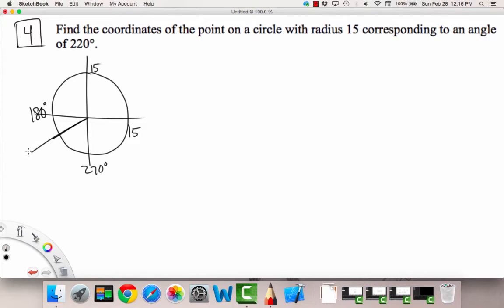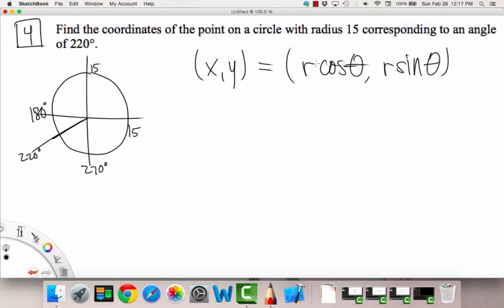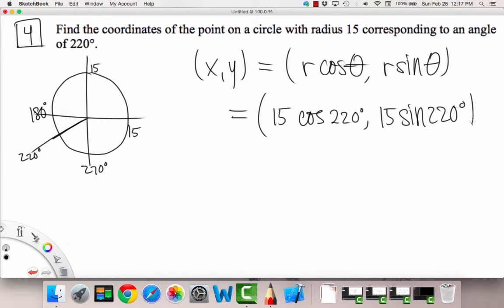It's 40 degrees past 180. So 220 is not one of our commonly known angles. 225 would be a known one because that's 45 degrees past 180. We don't really know what 220 is, so we're going to have to plug that into a calculator. An xy point is equivalent to r times cosine theta, comma, r times sine theta. If we plug things in here, we know our radius is 15, so we plug in 15 for r, and our angle in degrees is 220.